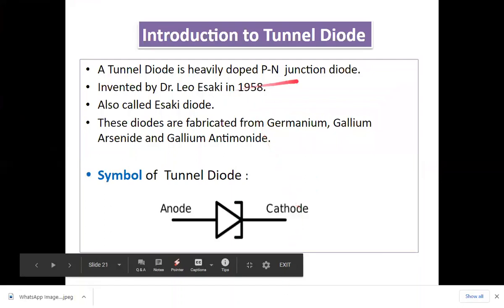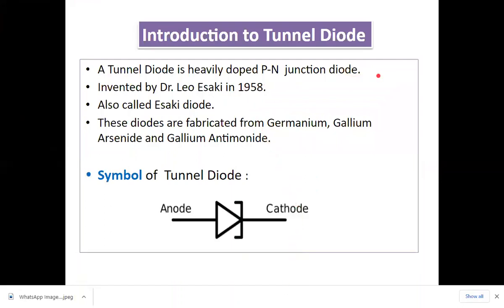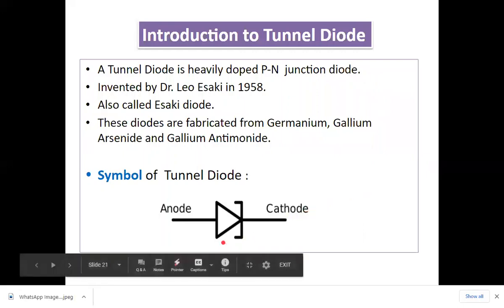A tunnel diode is a heavily doped PN junction diode. In a tunnel diode, electric current is caused by tunneling. The tunnel diode shows negative resistance. The symbol of the tunnel diode is shown here. Here is the anode, here is the cathode.